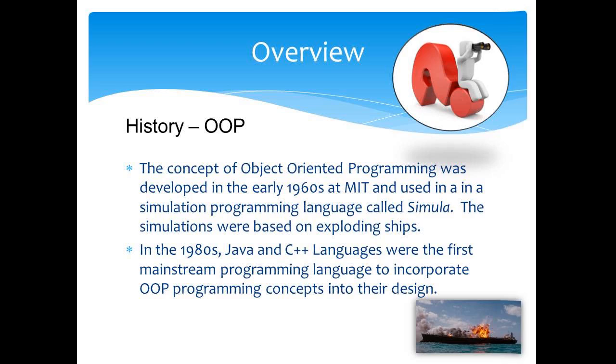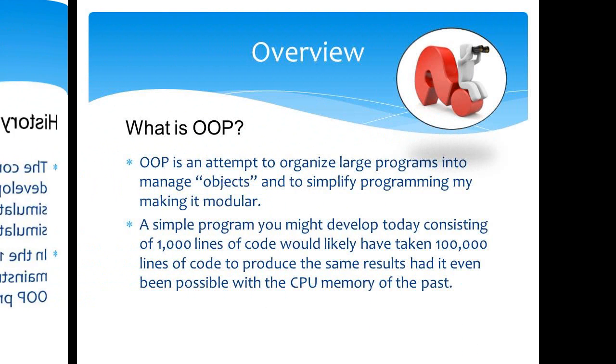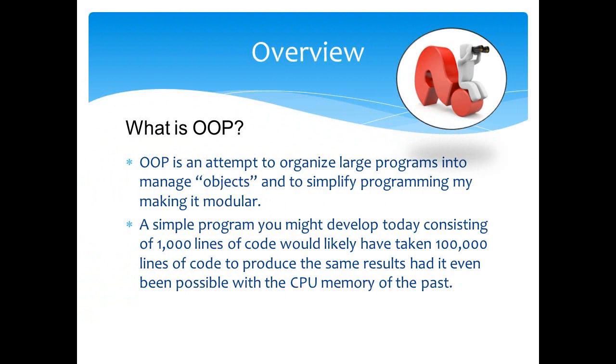So the purpose of object-oriented programming really, again, is an attempt to organize these large programs into manageable, smaller objects. And it makes debugging and programming itself much simpler. A simple program you might develop today that might consist of 1,000 lines of code might take 100,000 lines of code to produce that same exact results had we been writing it in the early procedural programming days.